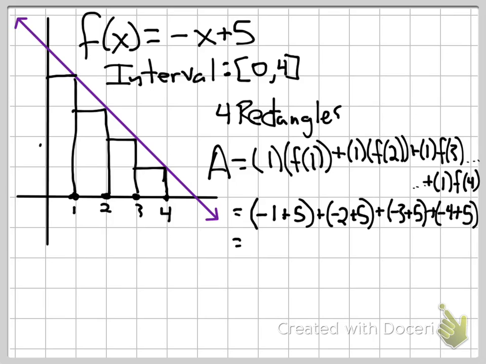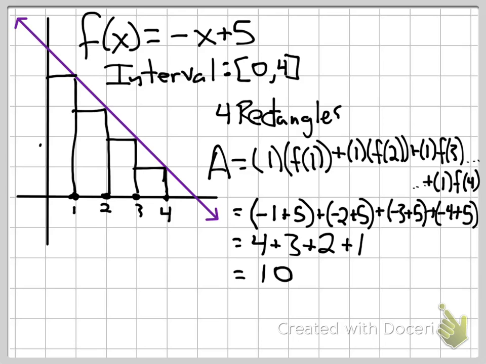So negative 1 plus 5 is 4. Negative 2 plus 5 is 3. We get 2, and the last one is 1. We add all of these up, 4 plus 3 plus 2 plus 1, and we get 10. So the area, when we have 4 rectangles, is 10 units squared. Now this is just an approximation. We can even see in doing those rectangles that we have extra space there, but it's a place to start.